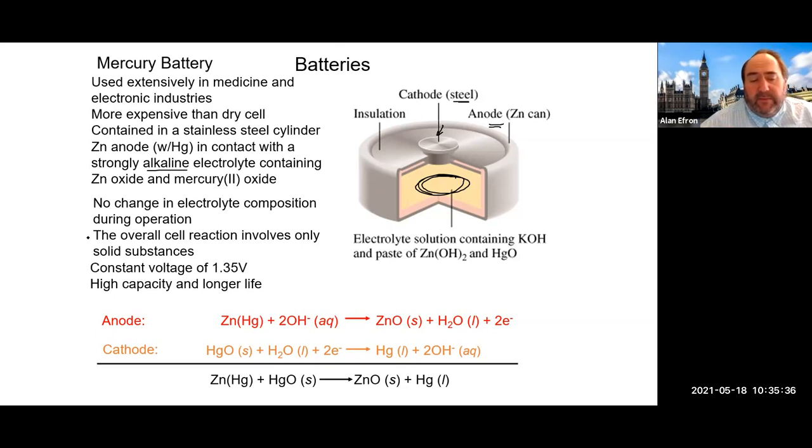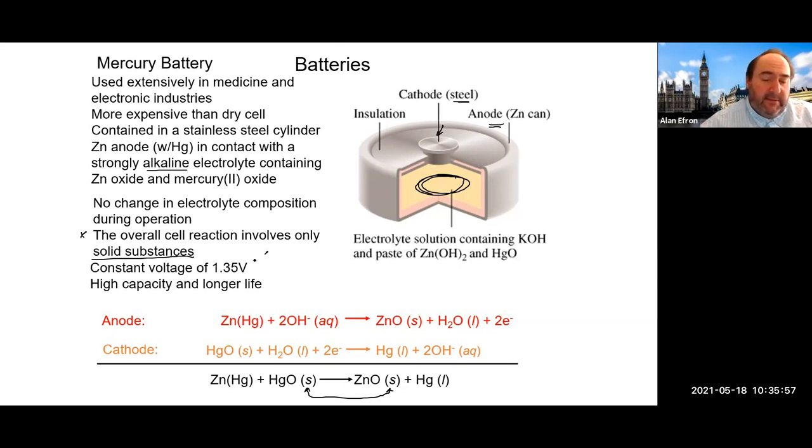The other thing that really makes something long lasting is when you look at the overall reaction, you end up with a lot of solids in there. A lot of solids implies that you're regenerating the parts of the reaction that you need to keep the reaction going. Also really important in terms of rechargeability of batteries.